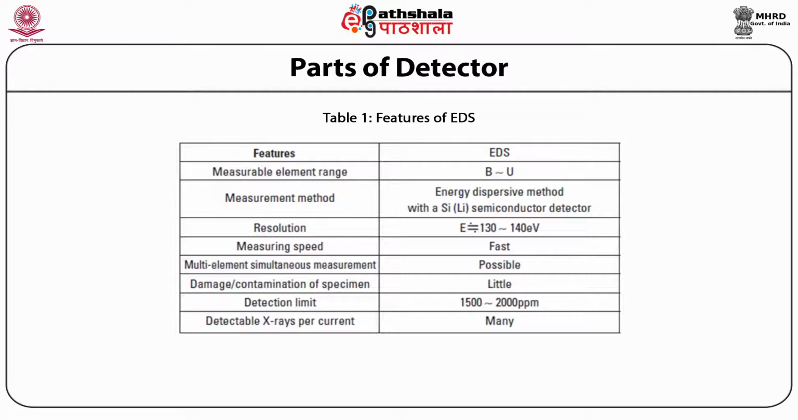The measurement method is the energy dispersive method with the silicon or lithium semiconductor detector. The resolution of EDS is approximately 130 to 140 electron volt. The measuring speed is very fast. Multi-element simultaneous measurement is possible. Damage or contamination of specimen is little. The detection limit is between 1500 to 2000 ppm. Detectable X-rays per current are many.